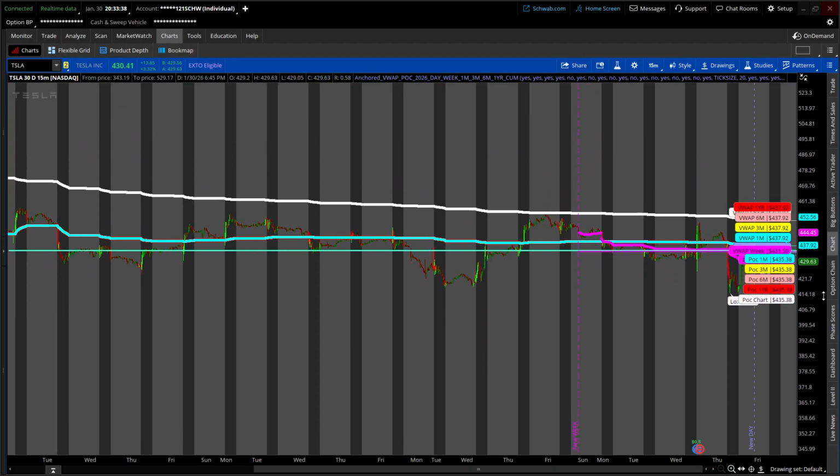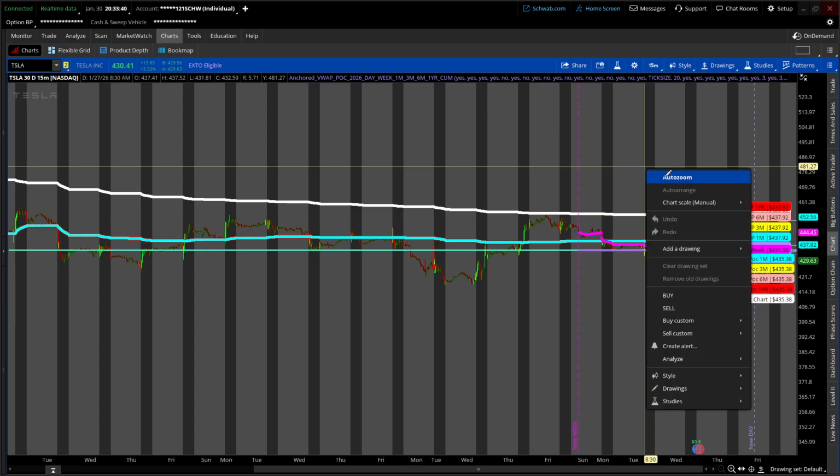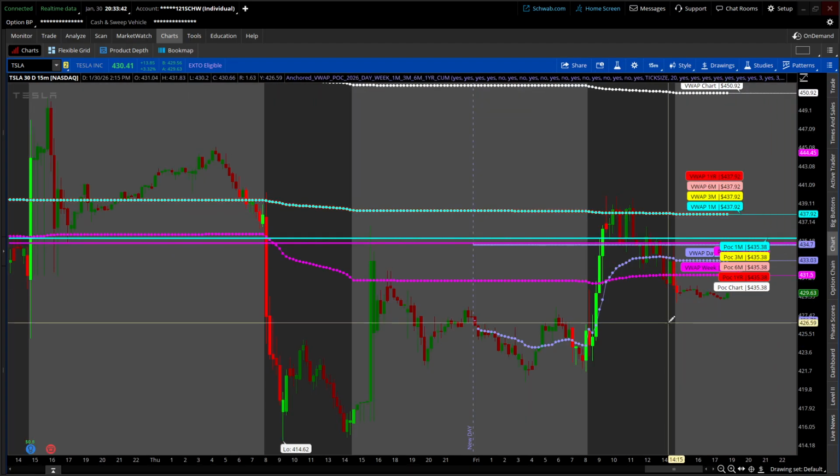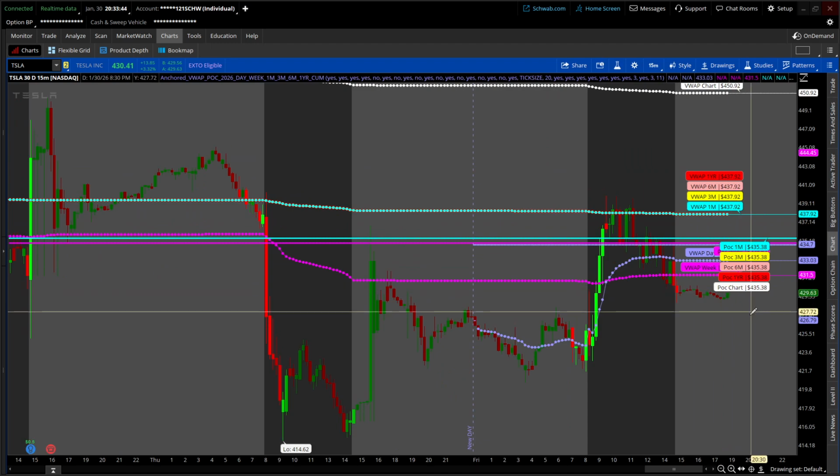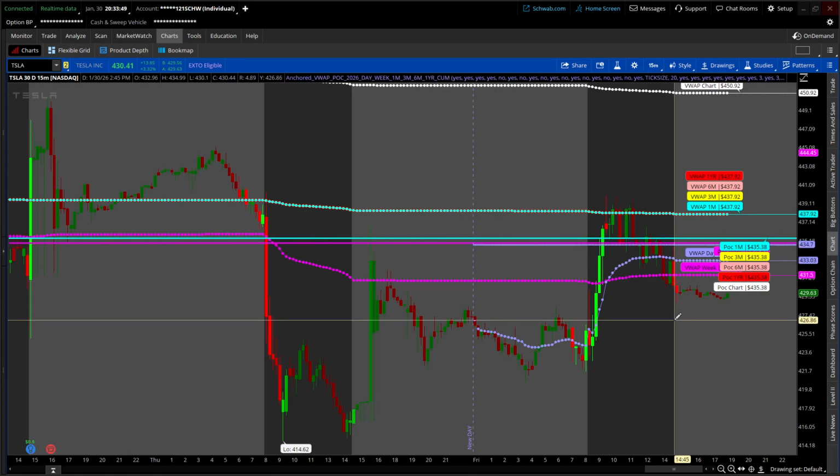And where is our point of control? Oh, it's down here as well. So our current chart point of control is down here as well. Or it's actually up there. It's underneath those different things. I actually stacked those like that as well.